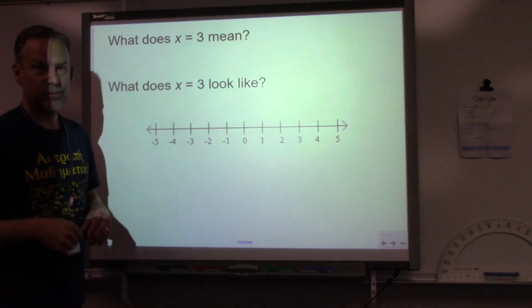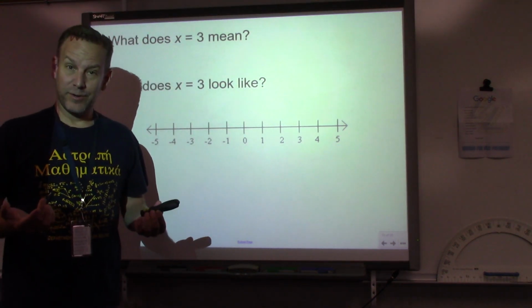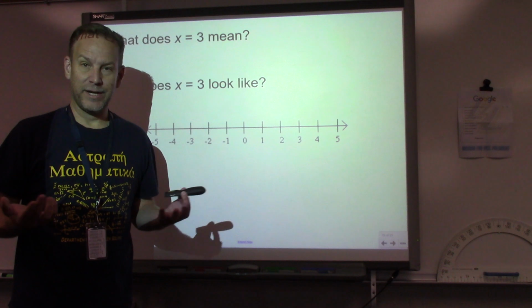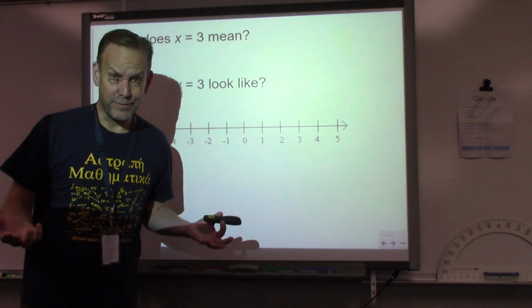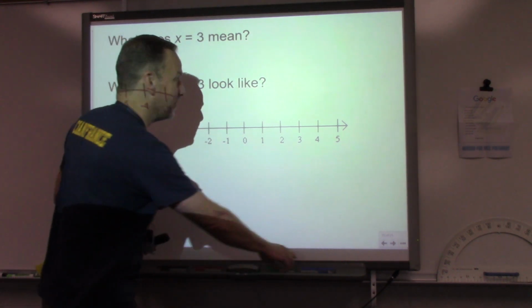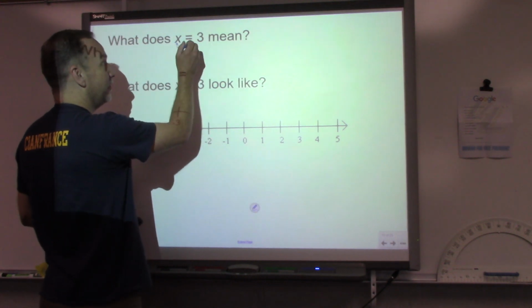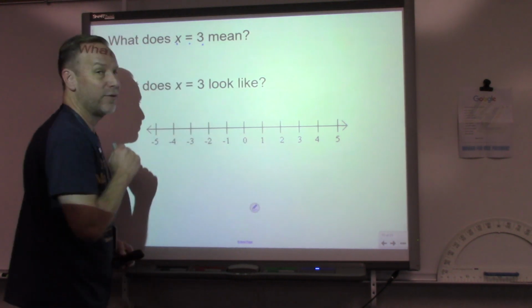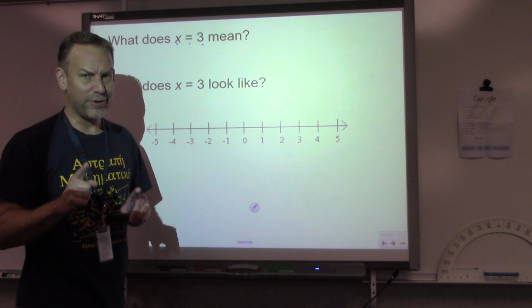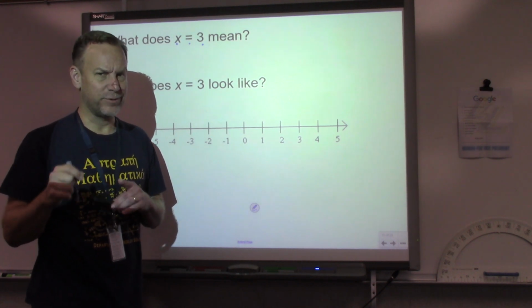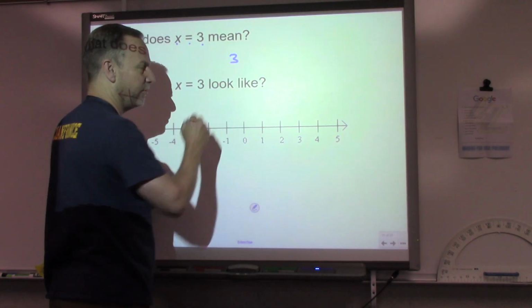Well, what does x equals 3 mean? You're right now shaking your head and saying that is the dumbest question everybody has ever asked me, right? Because x equals 3 means that x literally has to be 3. So if I said find a value of x that makes x equals 3 true, the answer is 3.